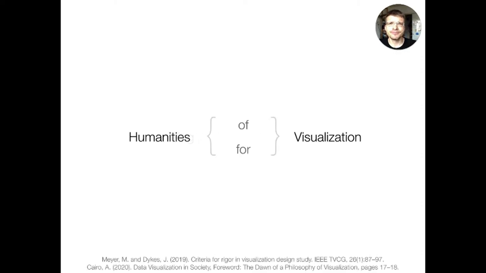So last year, this workshop ended with a plea to humanize visualization. And I would say this is already in full swing. At a time when the IEEE VIS community is turning 30 years old, we witness the emergence of a kind of humanities of and for visualization. We might call this critical infoviz, interpretivist visualization, or the dawn of a visualization philosophy.